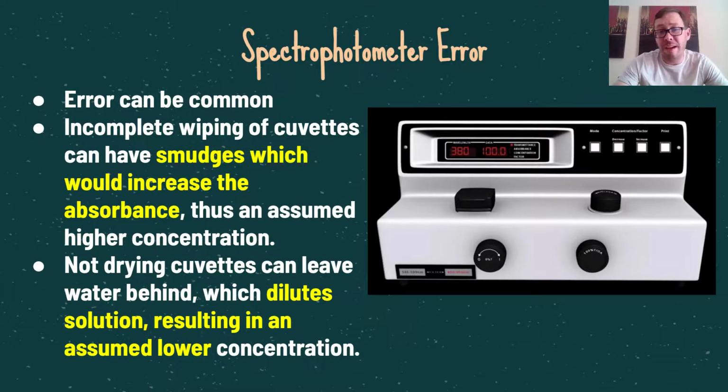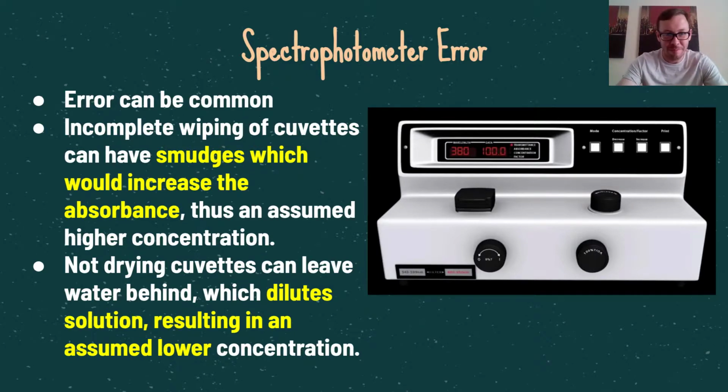Furthermore, not drying cuvettes can leave water behind, and when we have excess water left in a cuvette, that can dilute a solution, thus resulting in a lower concentration. So we want to be very, very careful when we work with these devices, as a variety of sources of error are possible when using spectrophotometers. However, the tool itself is quite useful when looking at the direct correlation between the concentration of a substance and the absorbance.